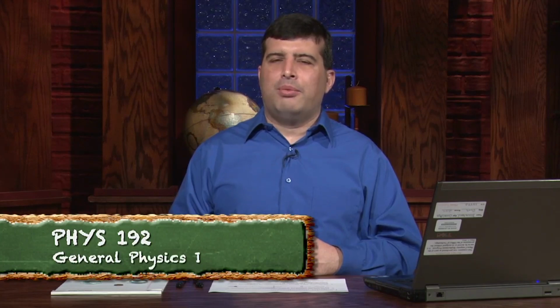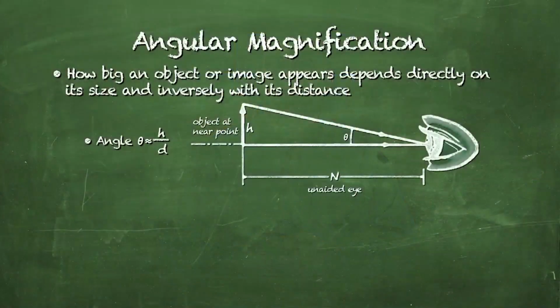We've talked about the magnification being the image height divided by the object height, but when we start talking about optical instruments, the term magnification actually refers to something slightly different, which is the angular magnification. So how big an object or image appears depends directly on its size and inversely with its distance. And we represent that with the angle that the object takes up in our field of view. The angle theta is equal to the height of the object divided by the distance.